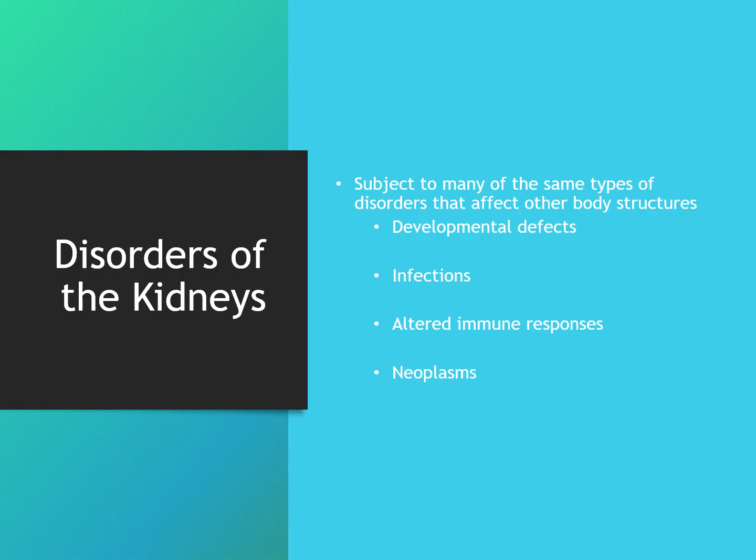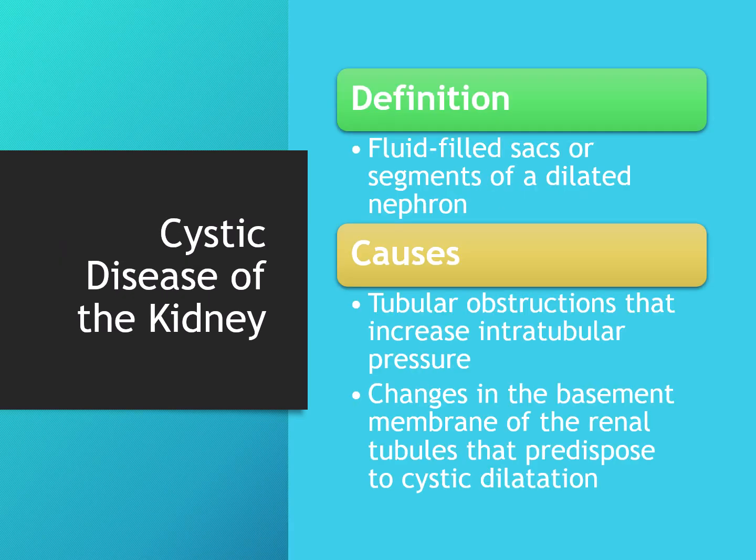We see changes or damage to the kidneys related to different infections. Some are related to different altered immune responses. And some are the result of neoplasms or cancerous formations. So we're going to start by talking about cystic diseases of the kidneys.